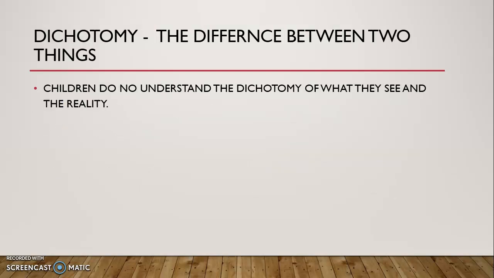Dichotomy means the difference between two things. Children do not understand the dichotomy of what they see and the reality. Children are very innocent, they do not understand what is the difference between what they see and the reality.